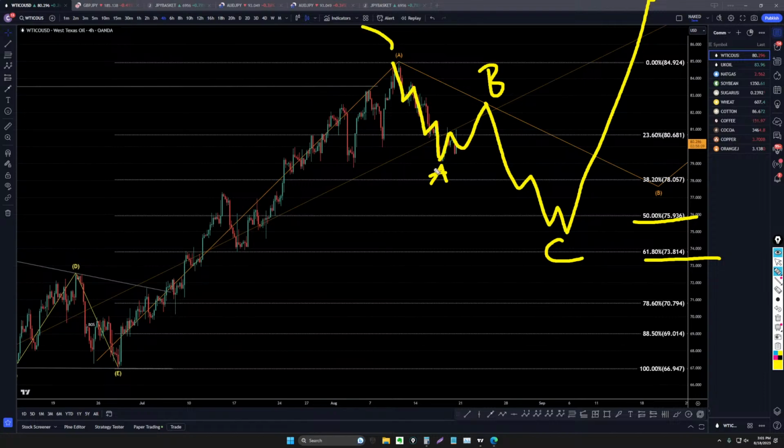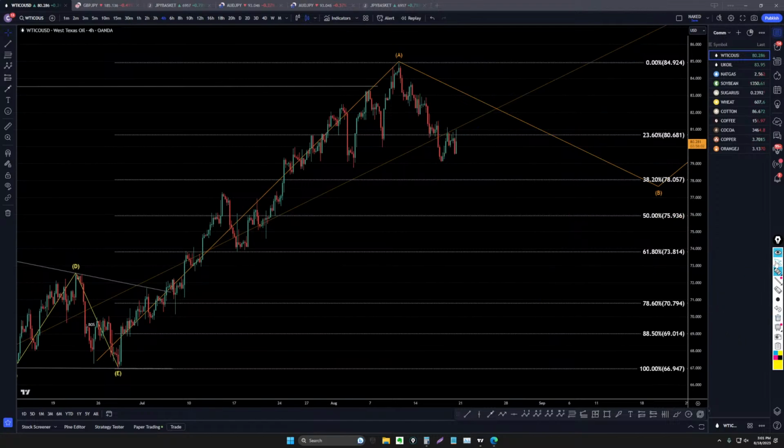This is an A up here. This is an A, B, C, a B. And then eventually back up for the wave C like I was showing on the daily. For sure.